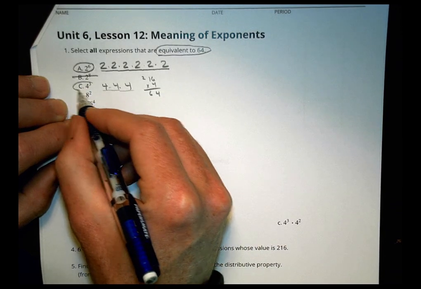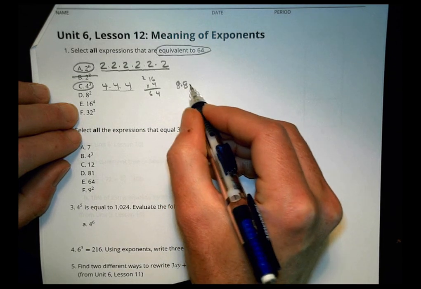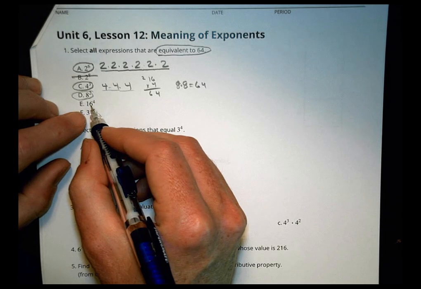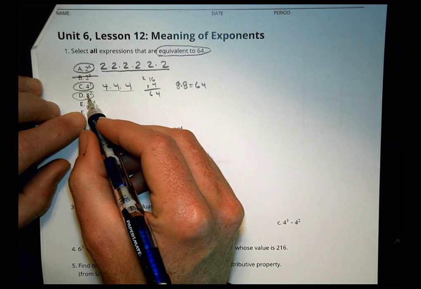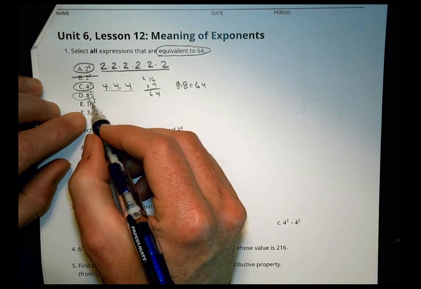That works. 8 squared, yep, 8 times 8 is what? 64. So that works. 16 to the 4th power. There's no way that's going to work. Think about it. This is doubling that number and doubling that number. How in the world could that be the same?